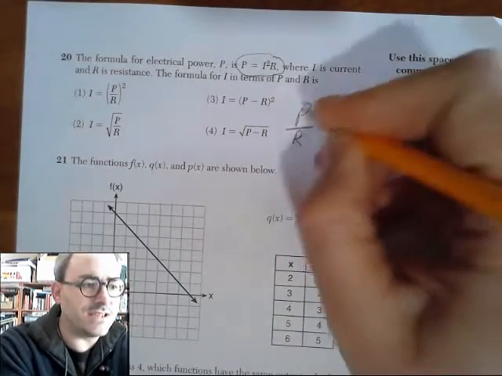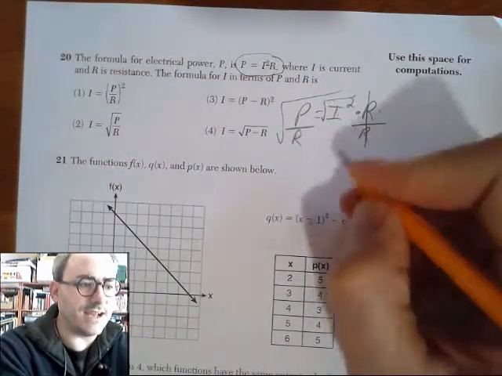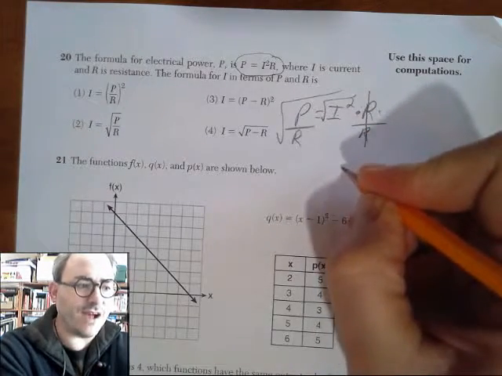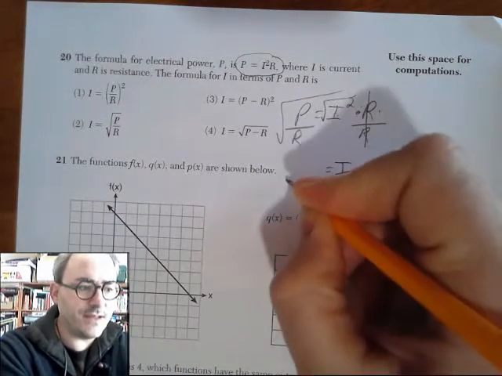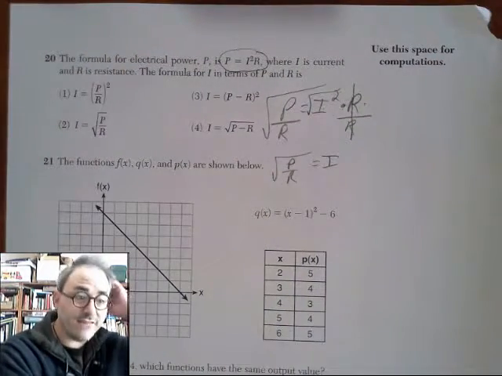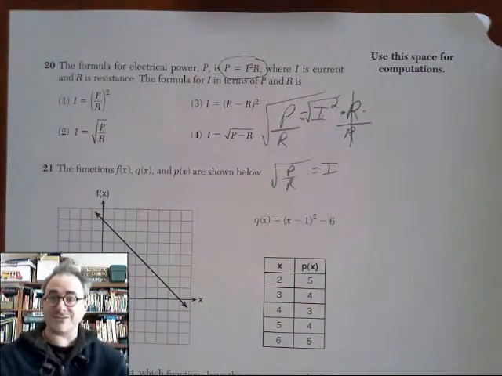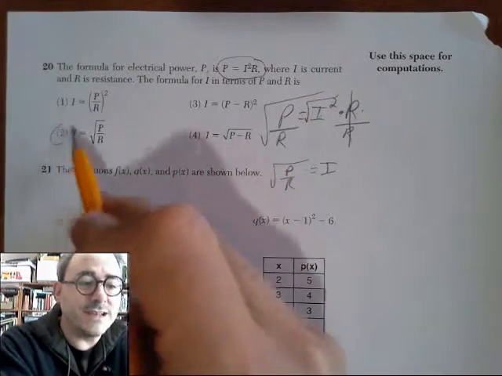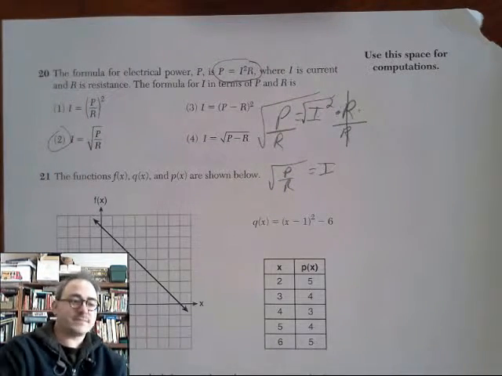So this is what we're going to do. We're going to square root this side. We're going to square root this side. I squared, the square root of I squared is just I by itself. But now I'm left with P divided by R. Do I have an option that says I equals the square root of P divided by R? Oh, yes, I do.